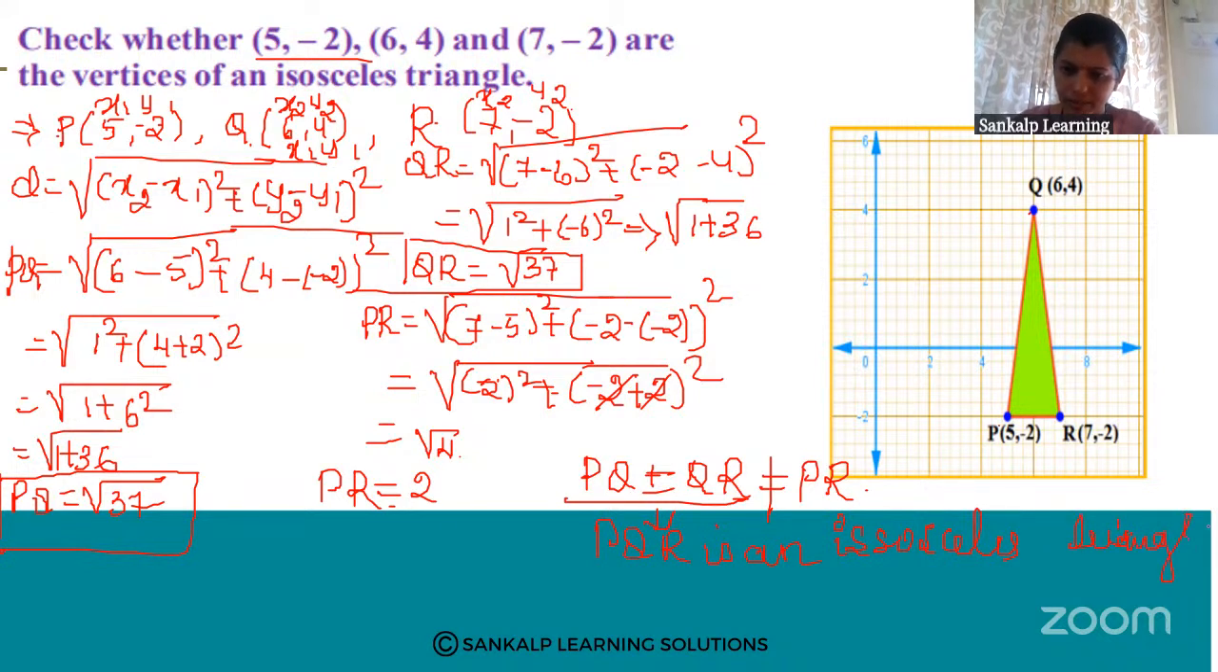When these two sides are equal, any sides, so PQ is equal to QR here. When PR and QR are equal, that is also an isosceles triangle. When all sides are equal, then it is equilateral. But here only two sides are equal. For that reason, PQR is an isosceles triangle. So this question can be asked for 2 marks.